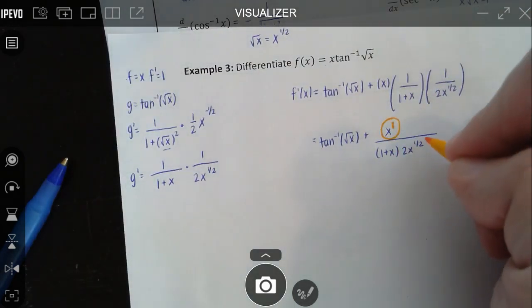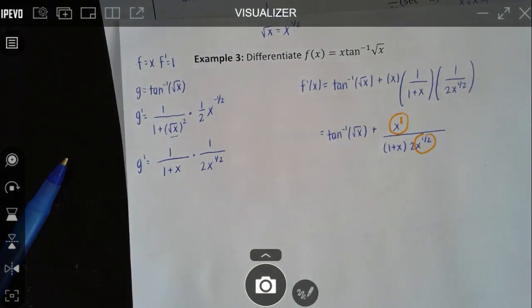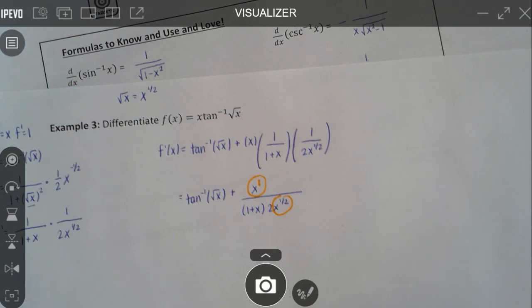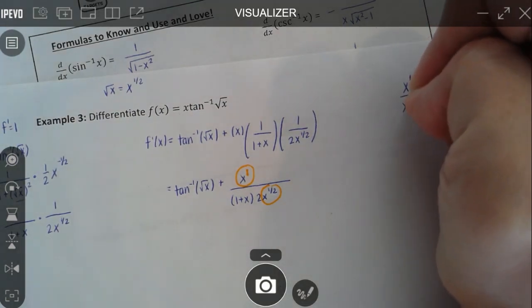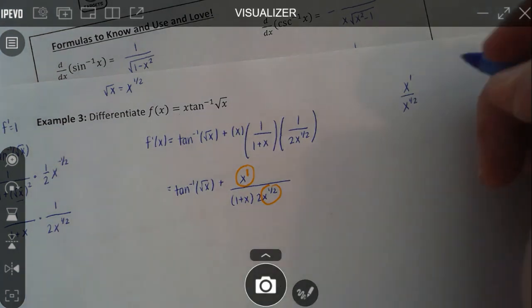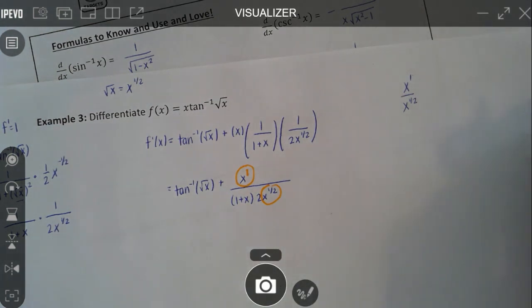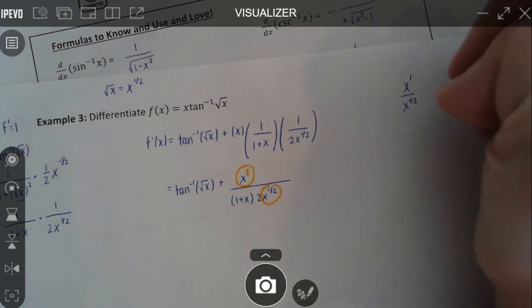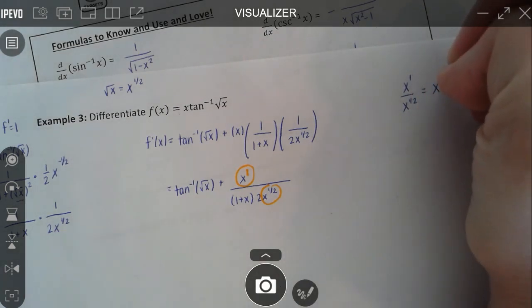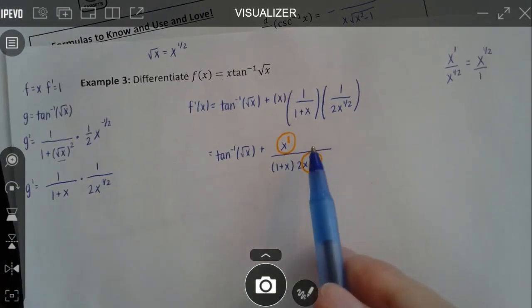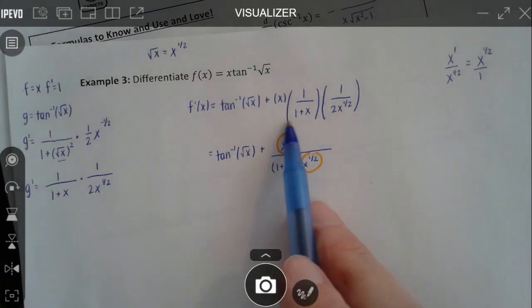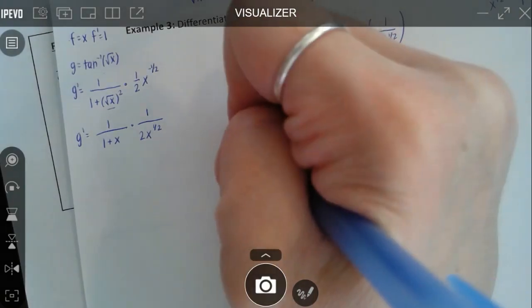I can actually simplify these two x terms. And if I think about what that's telling me with exponent rules, I have an x to the first over an x to the 1/2. My exponent rules say that when I have a quotient, I can subtract my exponents as long as the base is the same. So this is really going to simplify to be an x to the 1/2, technically over 1, which really means that these are going to be simplifying to an x to the 1/2 just in the numerator.